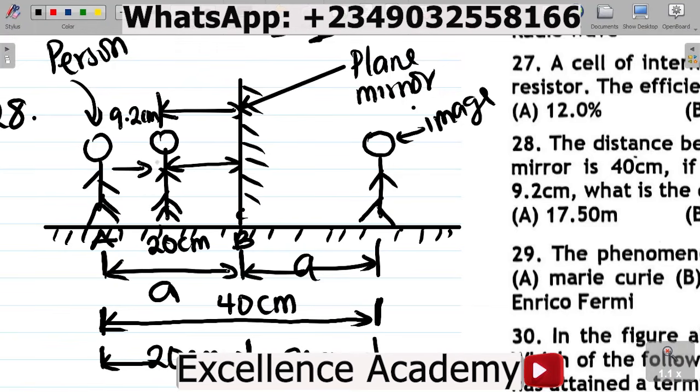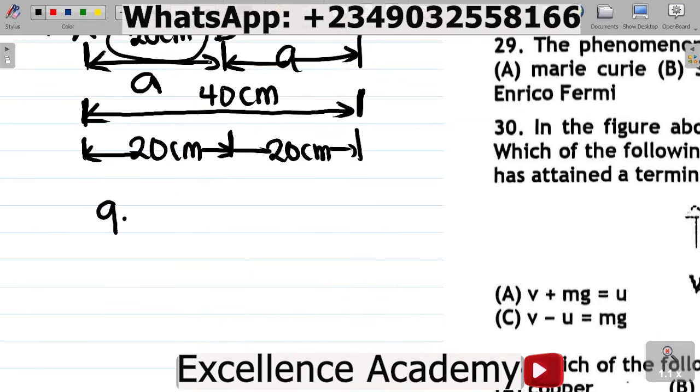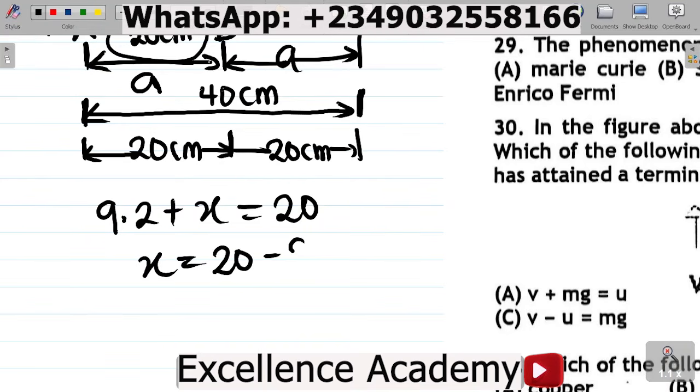But this man moved towards B, that's the mirror, by 9.2 cm. So what is the distance left? Let's call it x. To get the distance left, it means 9.2 plus x is equal to what there? 20 cm. So let's find that. 9.2 plus x is equal to 20 cm. X becomes 20 minus 9.2. So x is equal to 20 minus 9.2. And if I do that, my answer here is 10.8 cm.